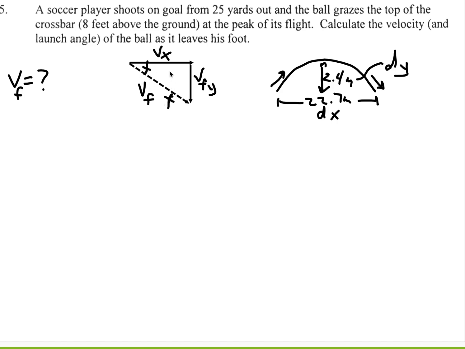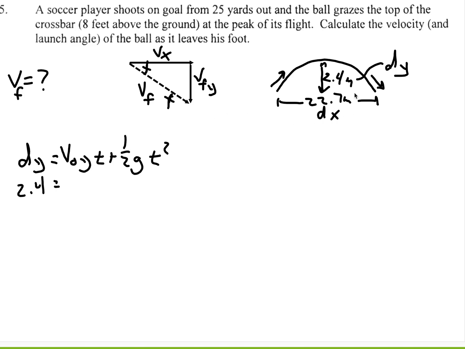So basically, in order to find VF, I need to find VX and VFY. Now, the first thing that we'll end up doing here, we know the height, but we don't have the time in air. Let's find the time in air. So we have this equation that dy equals VOY t plus 1/2 gt squared. Now we know that dy is 2.4.